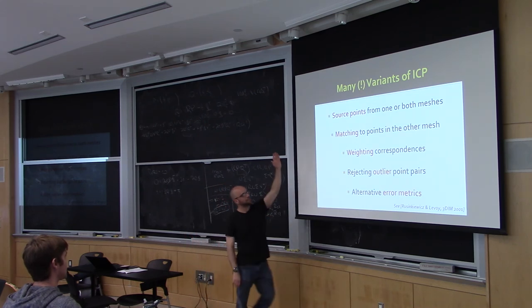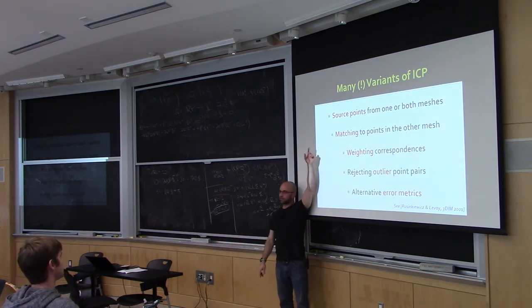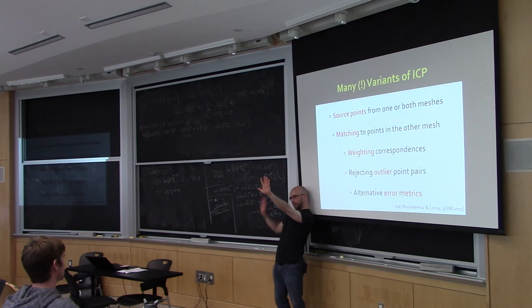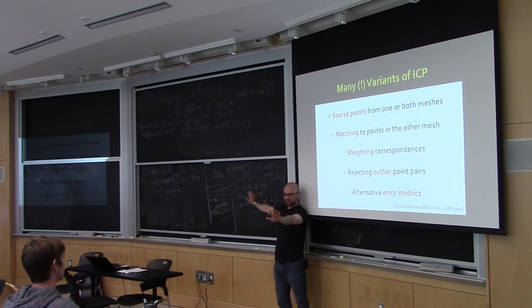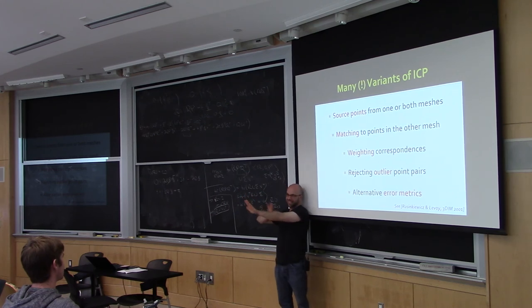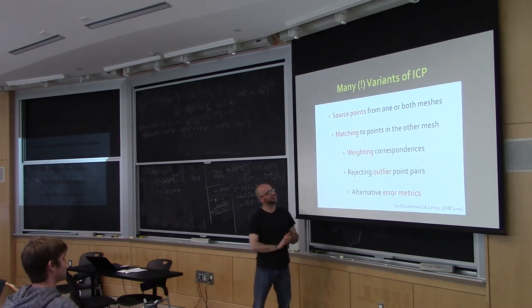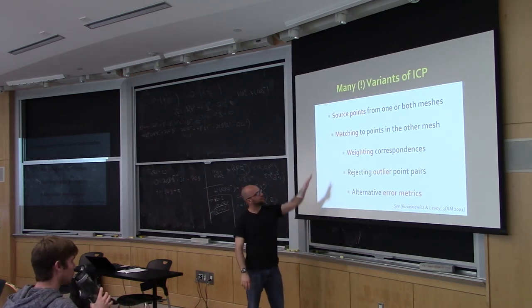I mean, some obvious ones are here. One is, well, whose closest points? Do I have all of the points on shape A compute their closest points on B, all the points on B compute their closest points on shape A? Maybe I do both. Maybe I randomly select one or the other, whatever. There's how you compute the matching.